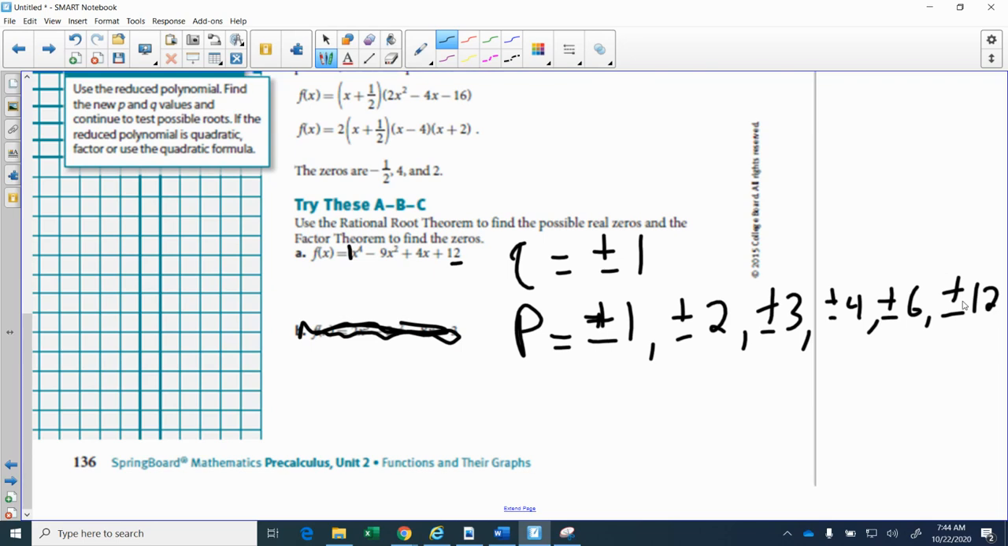At this point, we want to figure out all of our possible rational roots. To do this, all I have to do is take all of my P values and divide them by the Q values. Let's go ahead and do this. 1 divided by 1 would be plus or minus 1. 2 divided by 1 comes out to be plus or minus 2. 3 divided by 1, and we continue this process, would be plus or minus 3. 4 divided by 1 comes out to be 4.